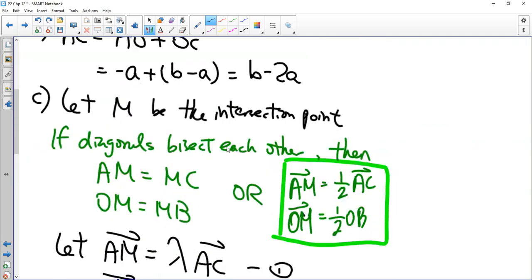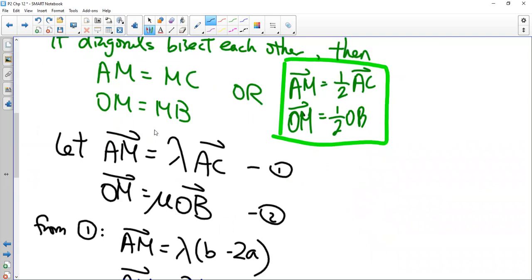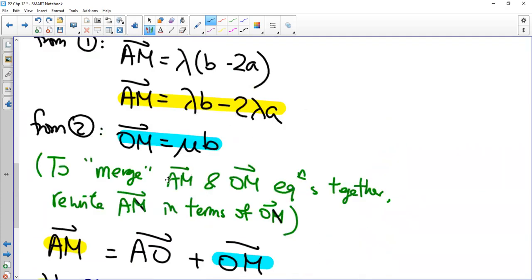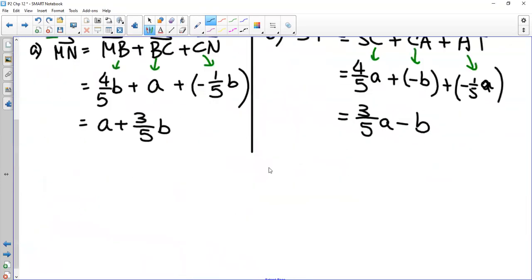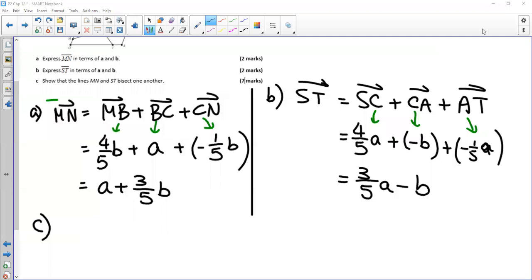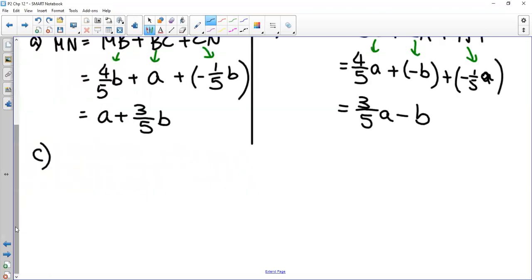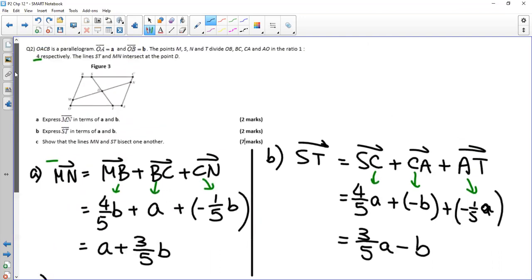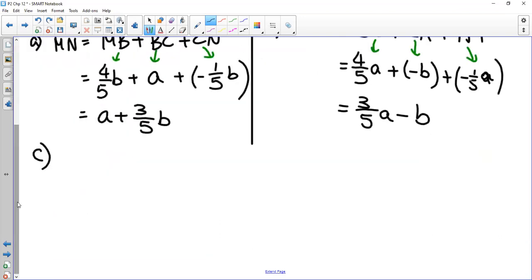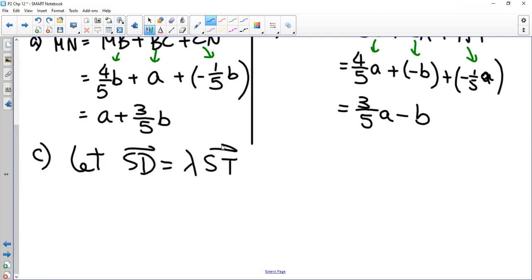You've got the intersection point. So your first task is to set up the equations. So here we're going to first start letting. Because there's an intersection point already given as D, we don't have to let D be the intersection point. We just start with let SD be lambda of ST, and MD equals mu of MN.